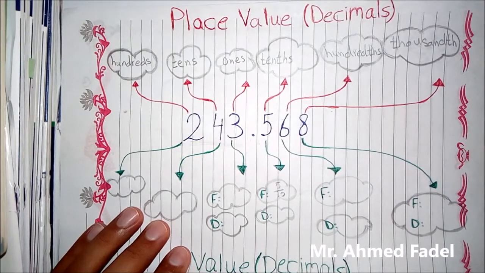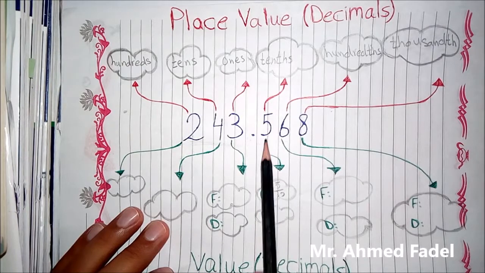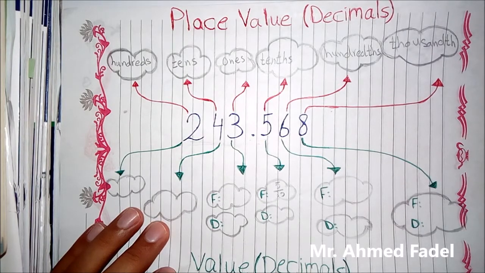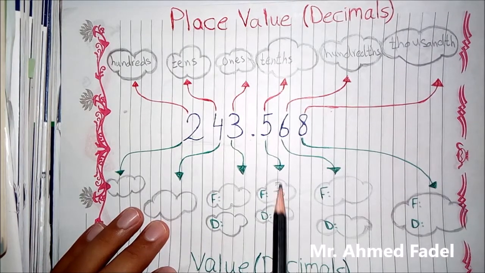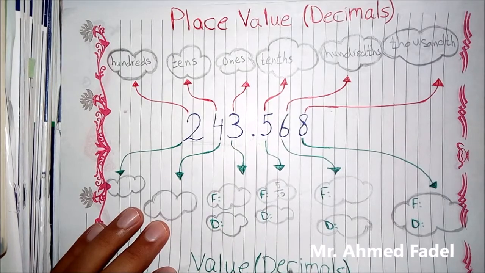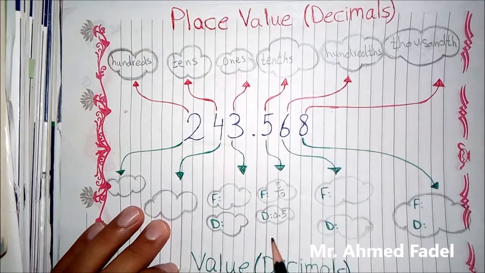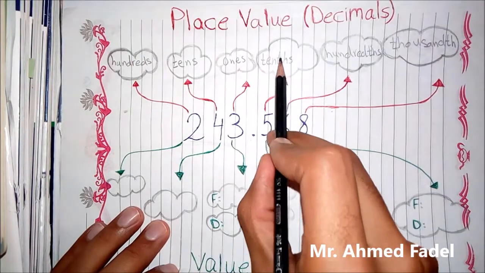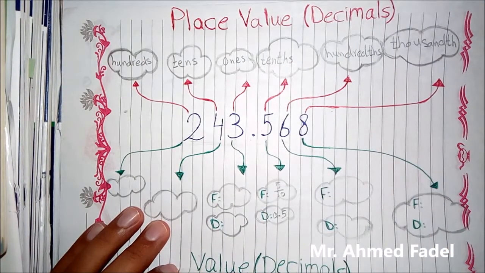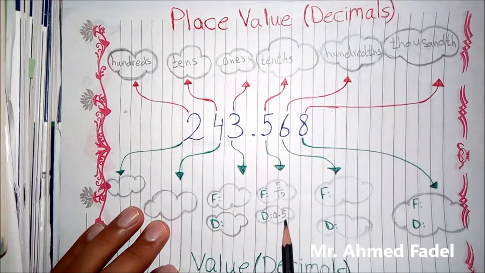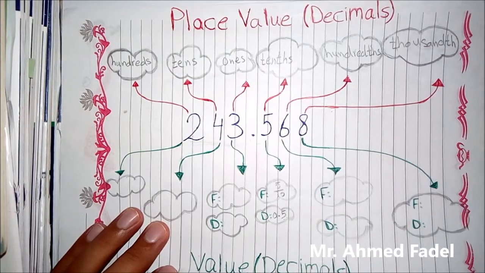It means 5 over 10 as a fraction. Oh, you're talking about the value now, Mr. Ahmed. Yeah, I'm talking about the value. So the value of the 5 is 5 over 10 as a fraction. As a decimal, the value of the 5 is 0.5. Why? Because we said it's 5 tenths. Tenth is the first digit after the decimal point.